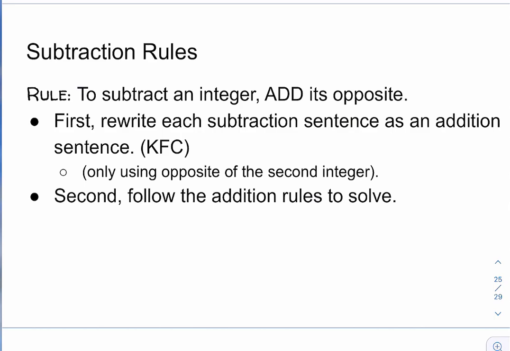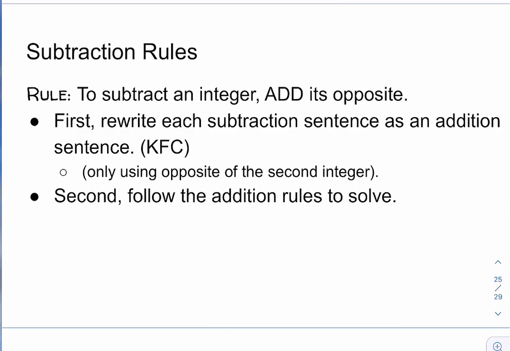We've previously talked about how subtraction is the opposite of addition. And what we've shown through using integer chips and number lines is that if we're subtracting an integer, we add its opposite. So there are two little steps in doing this. The first thing we do when we have an integer subtraction question is rewrite each subtraction sentence as an addition sentence, but specifically we add its opposite.